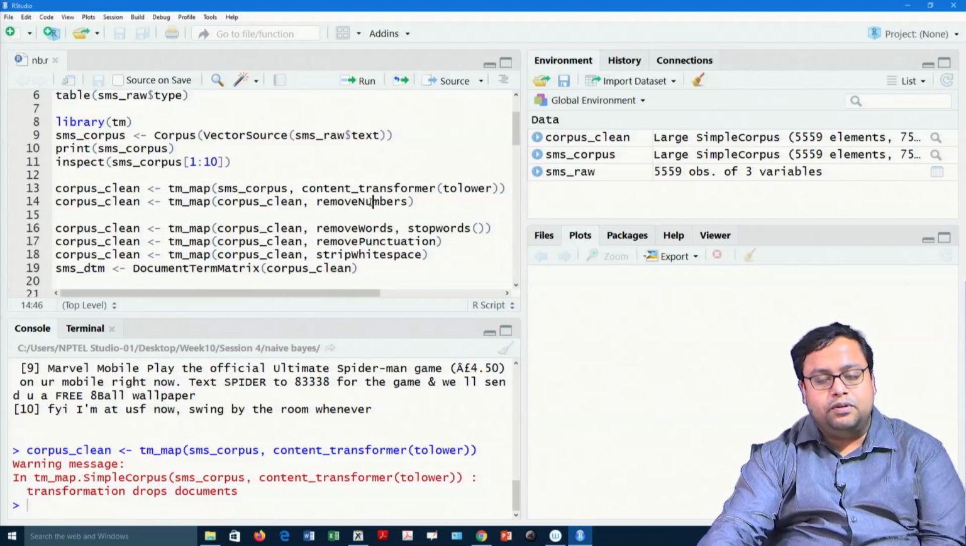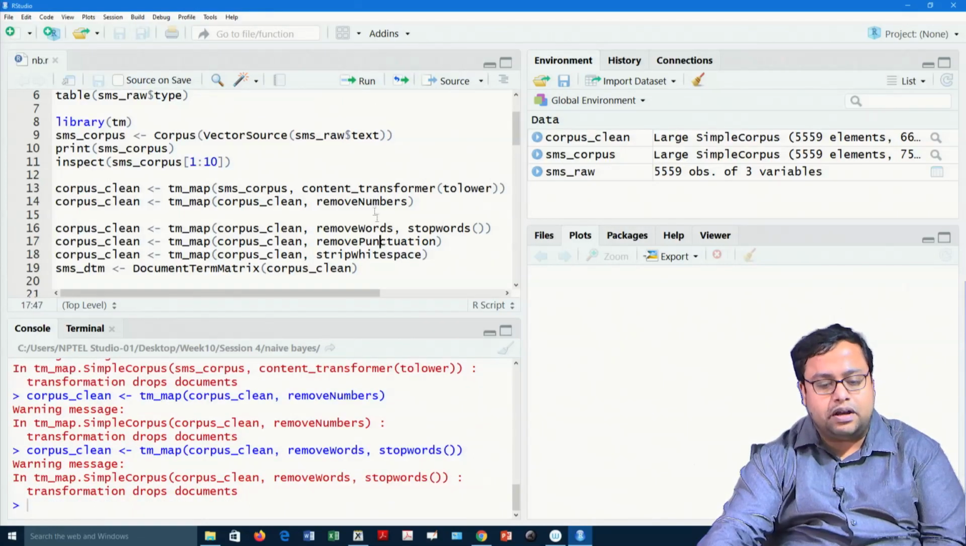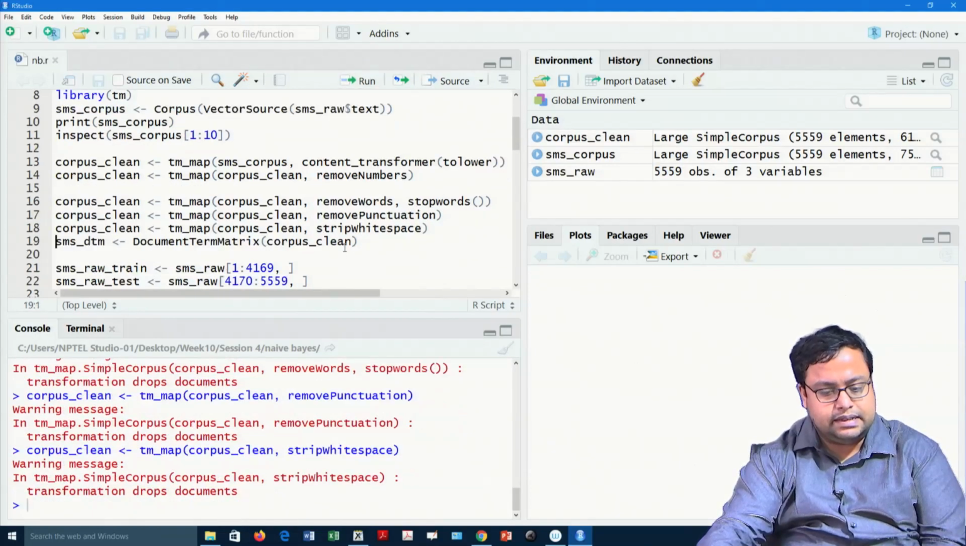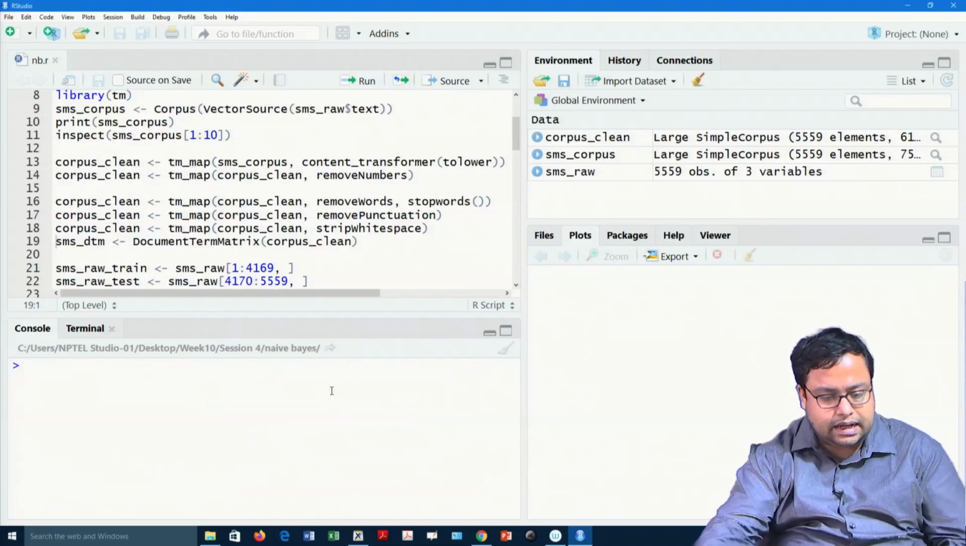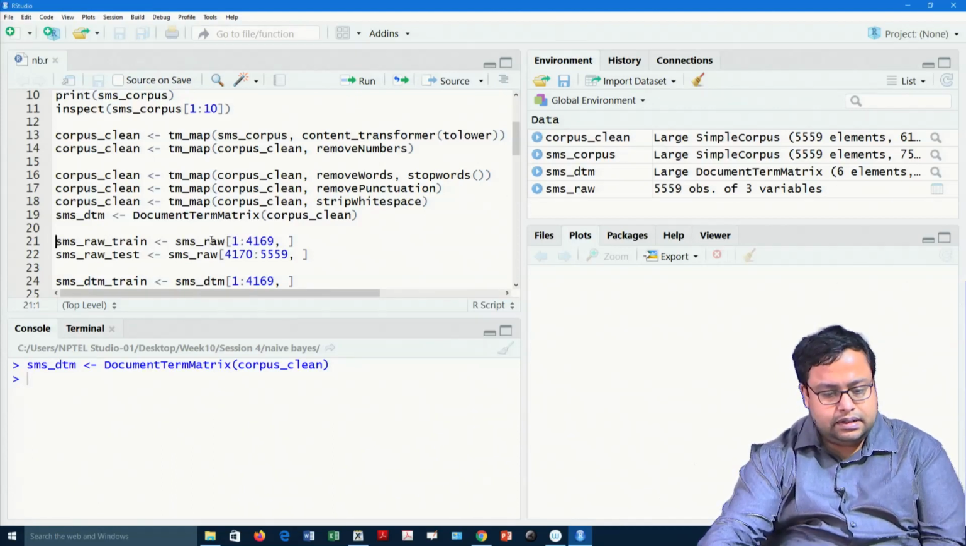Now, with this, I transform the text to lower case, I remove the numbers, I remove the stop words, and I remove punctuation. We have done this before, in session 2 or 3 if I am not wrong. Then I strip white space, and with this I am creating a document term matrix. So, SMS DTM is a large matrix.